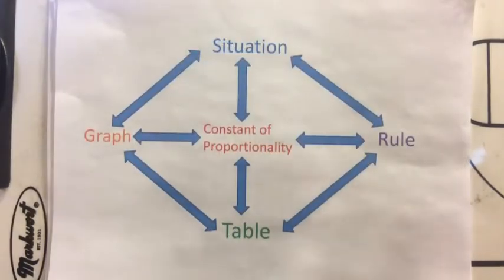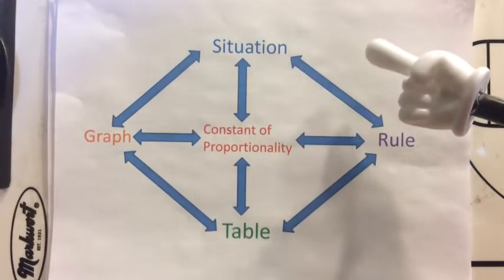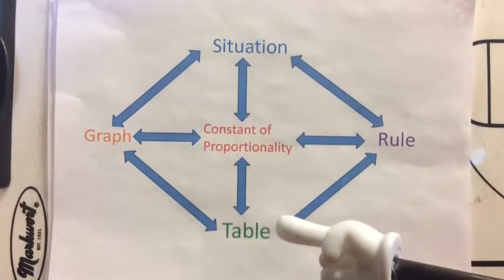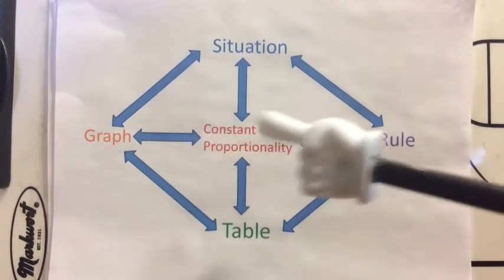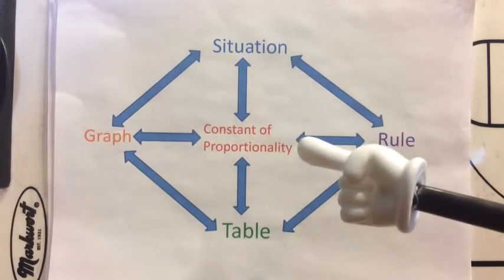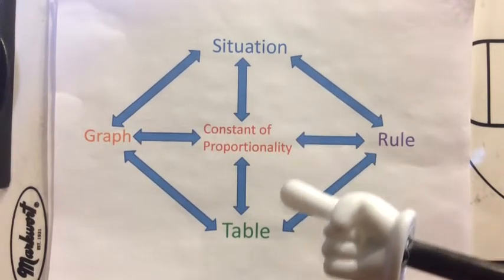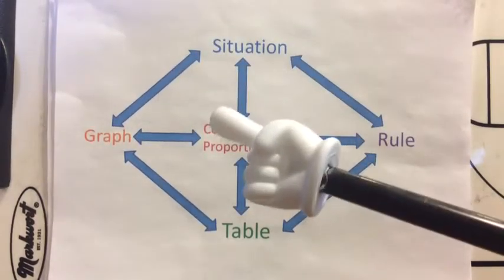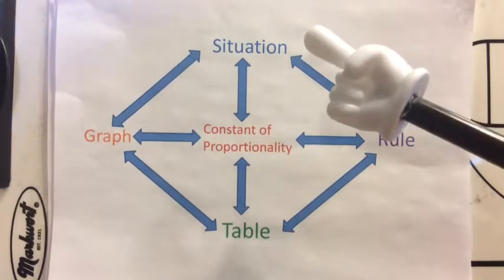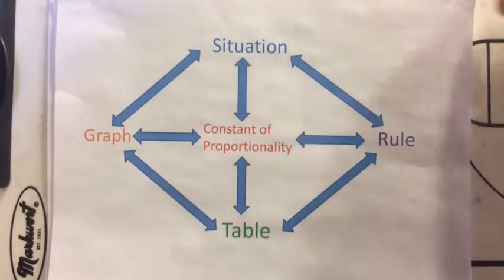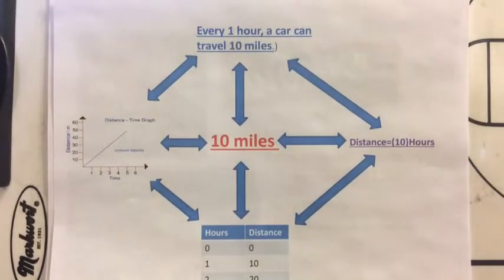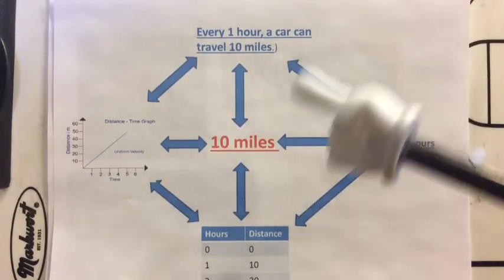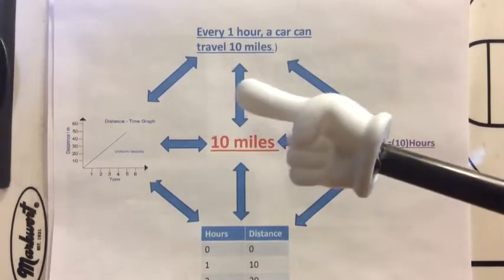So now we went through all the important terms. It is now time for the final reveal of our situation, our rule, our table, our graph, and our most important constant of proportionality, and see what happens when we put each of their examples into their selective spots. You ready? Drum roll, please. Ta-da! This is what a proportionality web looks like when each step is added into their spots.